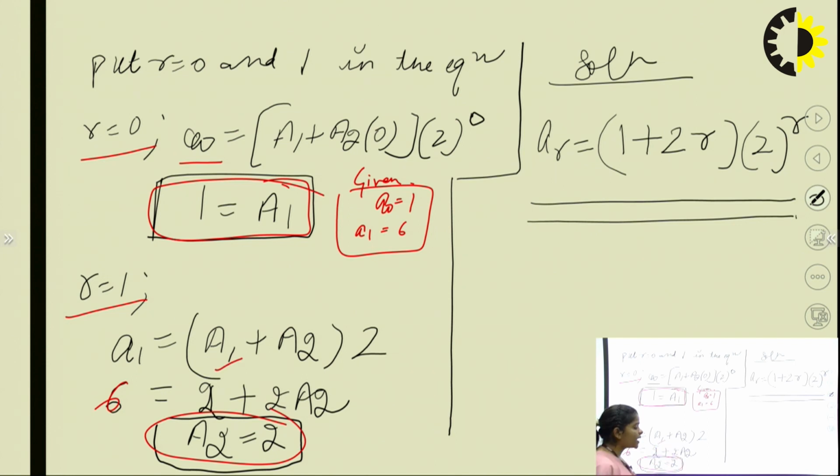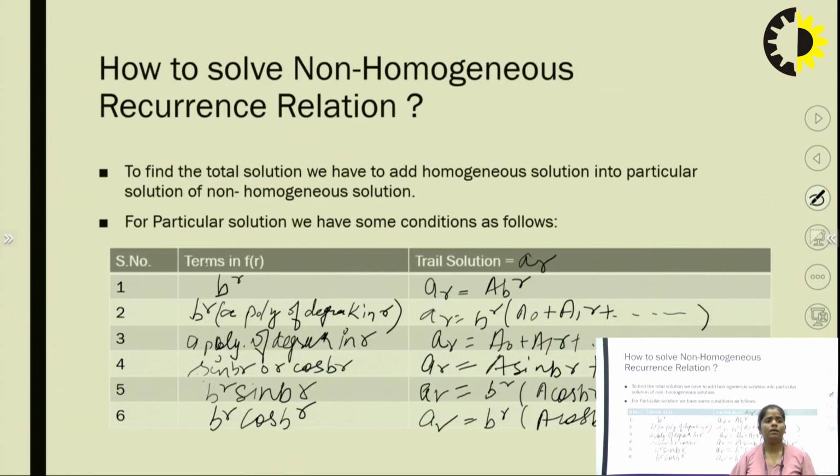So we are getting A1 and A2 as in value, that is 1 and 2. So easily we can write the solution of the given homogeneous relation as (A1 + A2 r) 2 to the power r. This is the required solution in case of equal roots, right? Hope you will understand it.